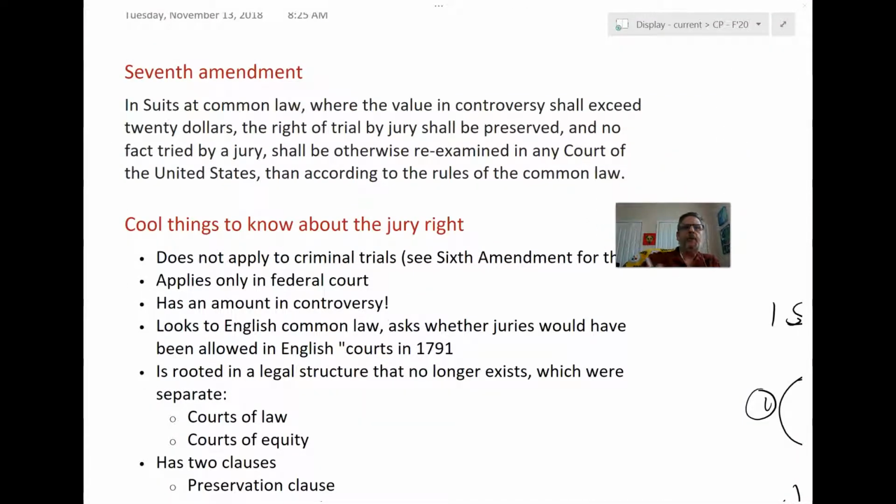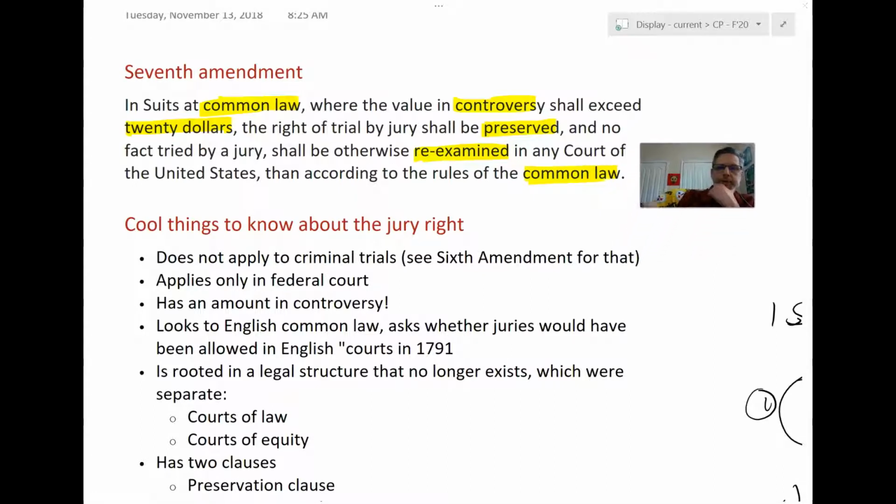The Seventh Amendment says, in suits at common law, all right, well, what is that? Where the value in controversy exceeds $20, the right of trial by jury shall be preserved. What does that mean? And no fact tried by a jury shall be otherwise re-examined. What does that mean? In any court of the United States than according to the rules of the common law. All right, well, I've highlighted some of the key words, and we're going to be talking about some of these words a little bit. Here's the first fun fact about the jury right under the Seventh Amendment.